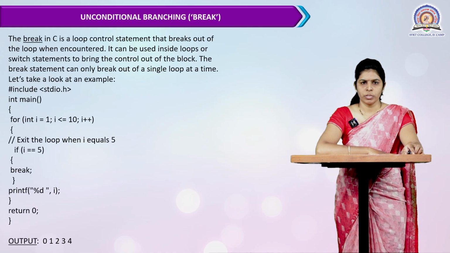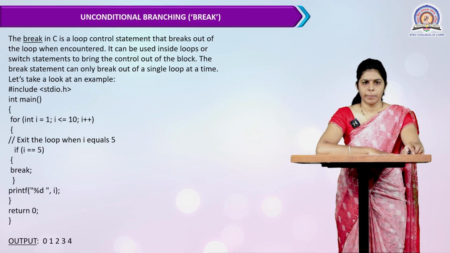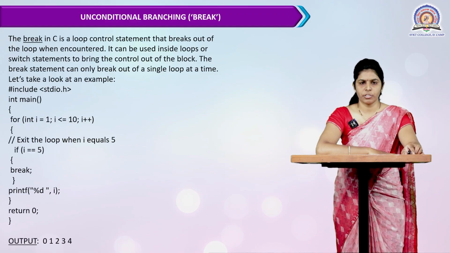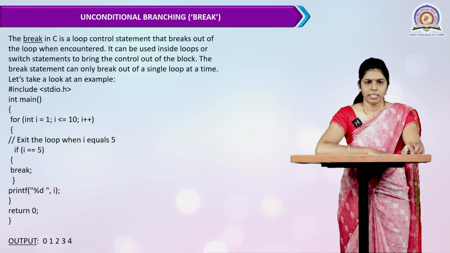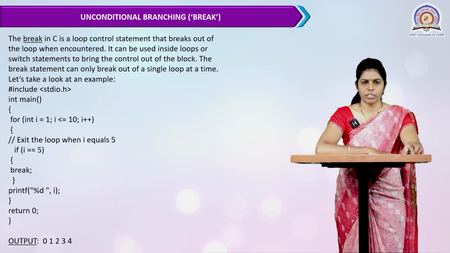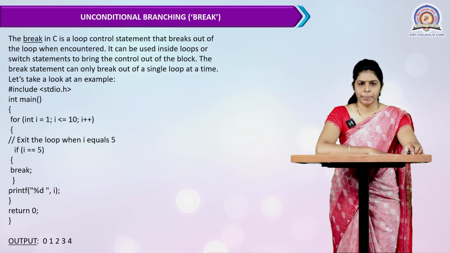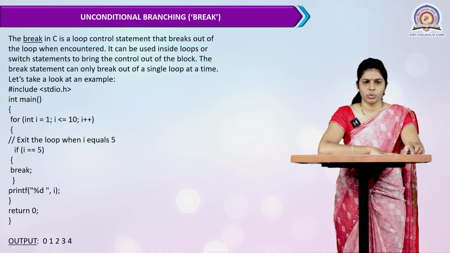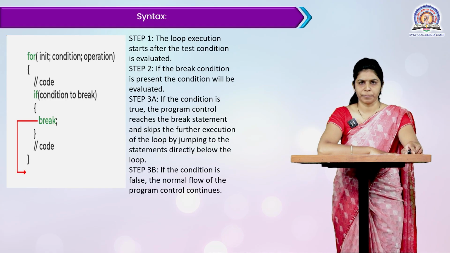Let's take a look at an example. So first header file includes, integer main. For integer I is equal to 1, I is less than or equal to 10, I plus plus. Then exit the loop when I is equal to 5. If I is equal to 5, then the condition of a break, printf %d, I, return 0. So the output is 1, 2, 3 and 4.